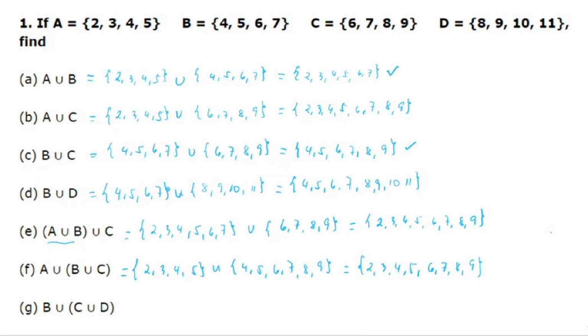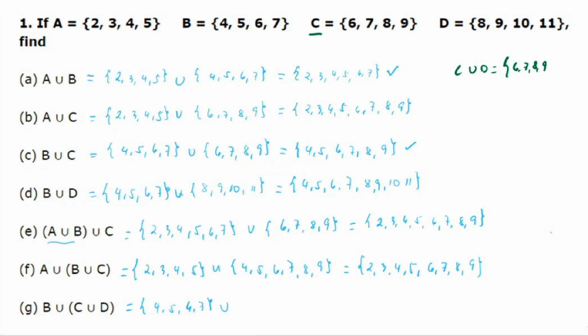Now for letter G, we have set B whose elements are 4, 5, 6, and 7, and union, the quantity of C union D. But we don't have C union D yet. So let's add an answer for C union D. C is 6, 7, 8, 9. So I have 6, 7, 8, 9.